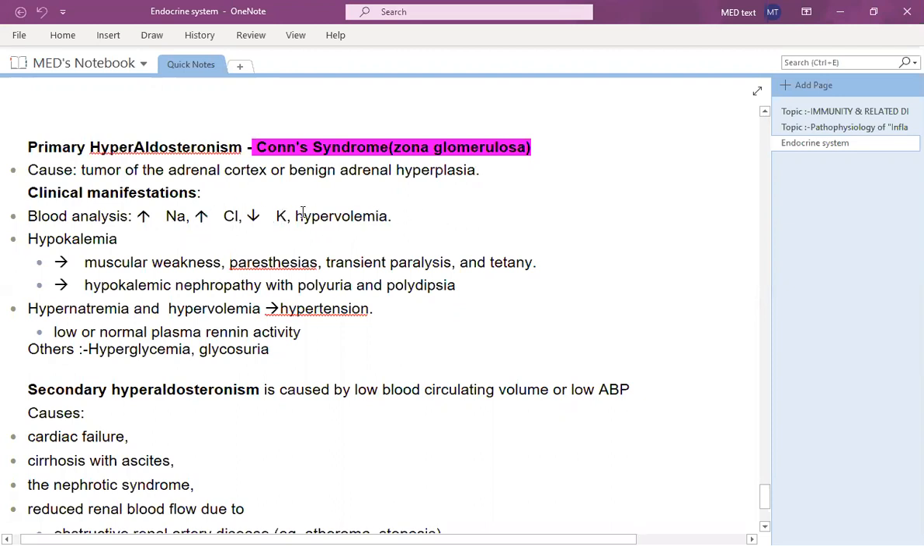So what will this hypokalemia get manifested with? Hypokalemia is manifested with muscular weakness, paresthesia, transient paralysis, and tetany. Hypokalemic nephropathy with polyuria and polydipsia, that is increase of urine and increase of thirst. So this is possible because of complications of hypokalemia. Whereas hypernatremia will cause hypertension, as I already mentioned. But in this case, the renin activity can be low or even normal. So please remember this, it's very important.